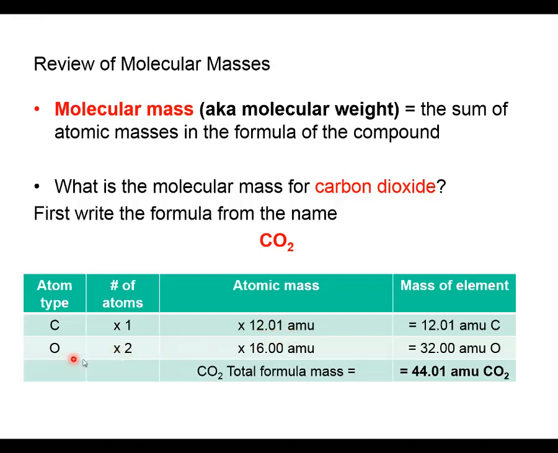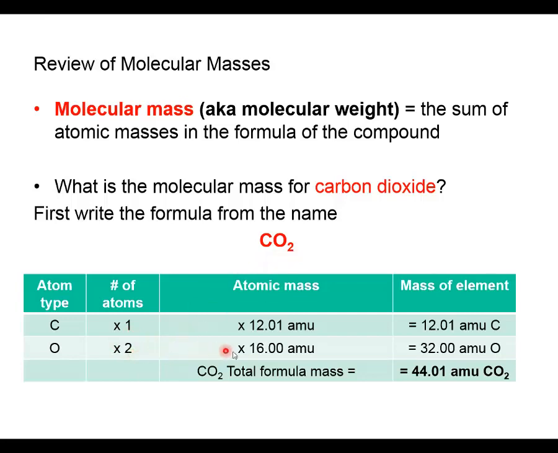If I look at oxygen, it has a relative atomic mass of 16 atomic mass units. If I take 1 times 12.01, I get 12.01 atomic mass units of carbon for every molecule of CO2. If I take 2 times 16 atomic mass units, remember I'm multiplying by 2 because there are 2 oxygens in the formula. It's a subscript 2 after oxygen.